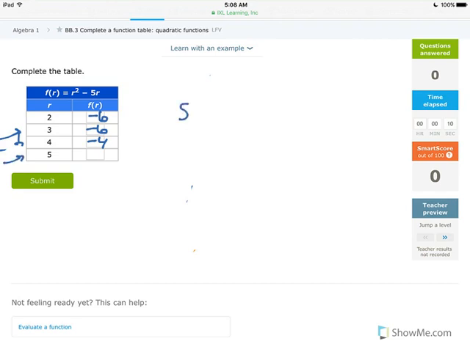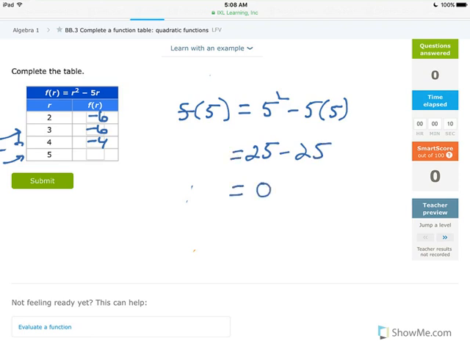So we'll do f of 5 equals 5 squared minus 5 times 5. And 5 squared is 25, minus 5 times 5 is 25. So we will get a final value of 0. So f of 5 has an output of 0. And that should be your completed function table.